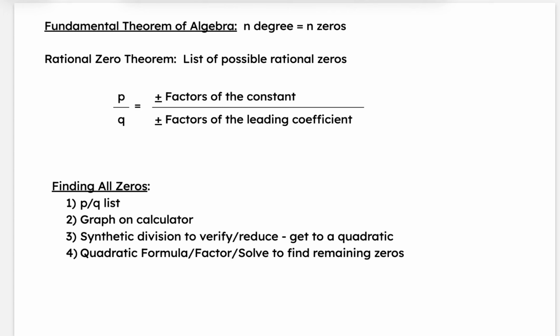We're going to use a combination of this and our calculator to help us narrow down and find all the zeros. So this is kind of the list, the process of what I would like you to go through with these problems. So we're going to find all zeros. First, we're going to make our P over Q list. Second, we're going to graph it on the calculator. Third, we're going to use synthetic division to verify our zeros that we see from the calculator, and also we want to get down to at least a quadratic, so then we can use step 4, quadratic formula, we can factor, or we could solve to find the remaining zeros.